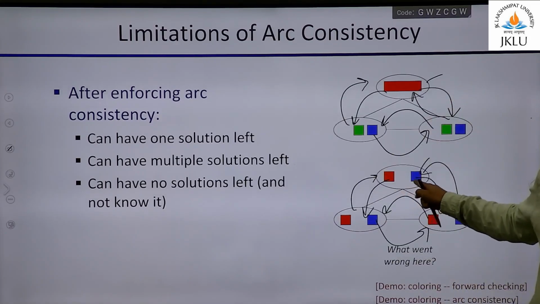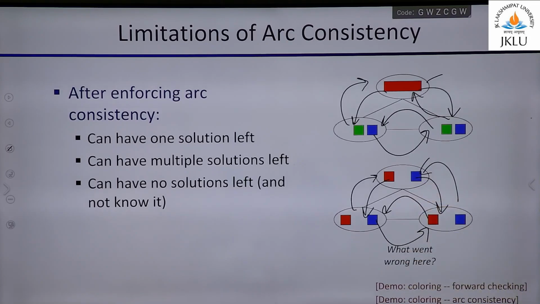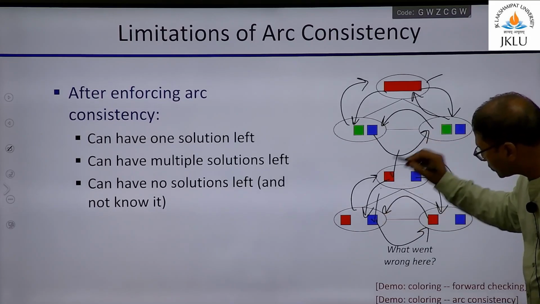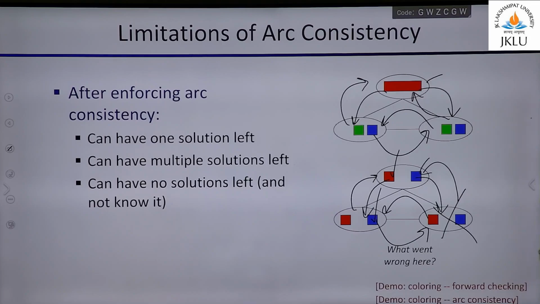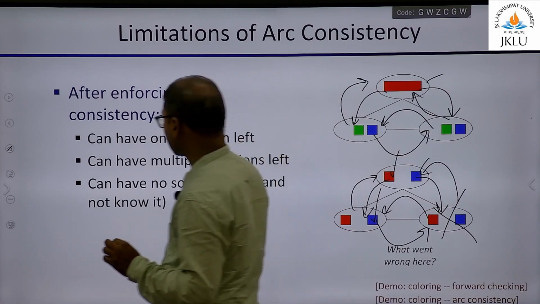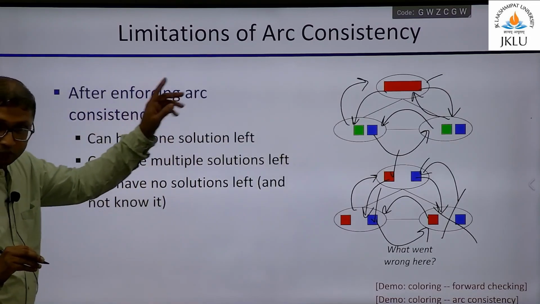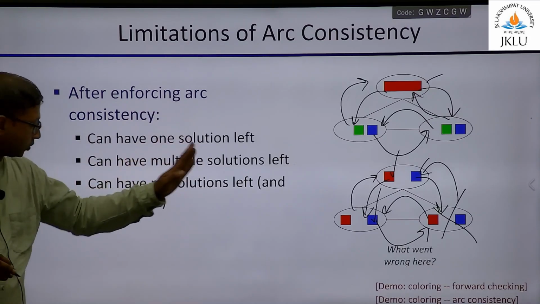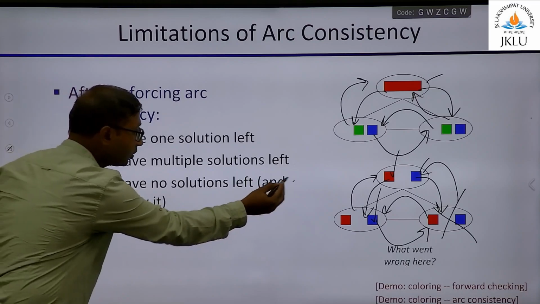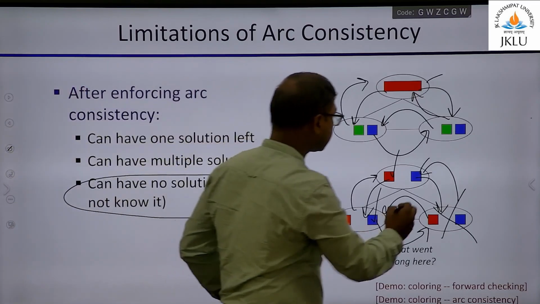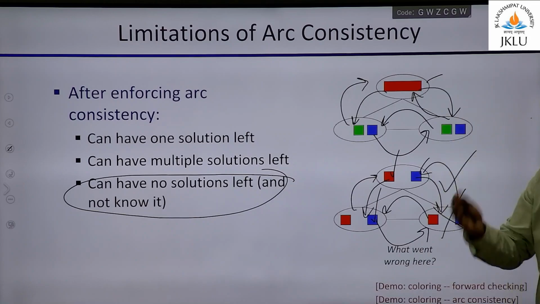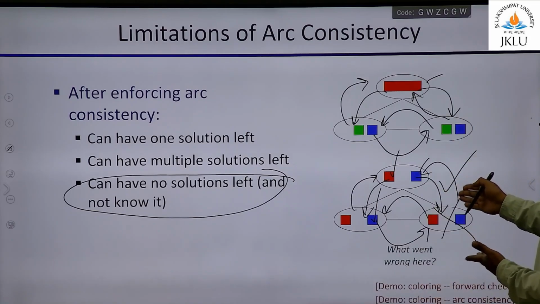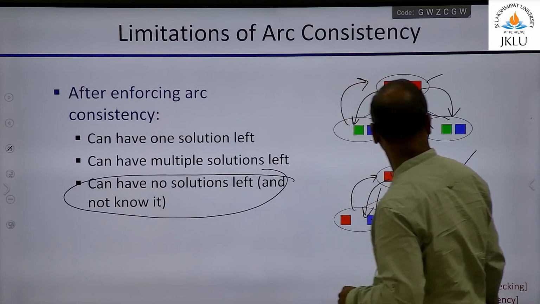But still, what is the problem here? The moment you choose red here, the moment you choose blue here, nothing is left for here. So after enforcing arc consistency, we can have one solution left, can have multiple solutions left, can have no solutions left, and not know about it. In this case it is arc consistent, but we don't know that there exist problems here actually.